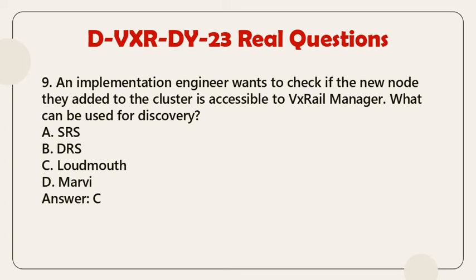9. An implementation engineer wants to check if the new node they added to the cluster is accessible to VxRail Manager. What can be used for discovery? A. SRS. B. DRS. C. Loudmouth. D. Marvin. Answer: C.